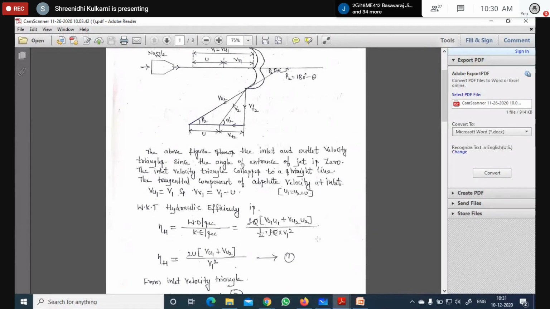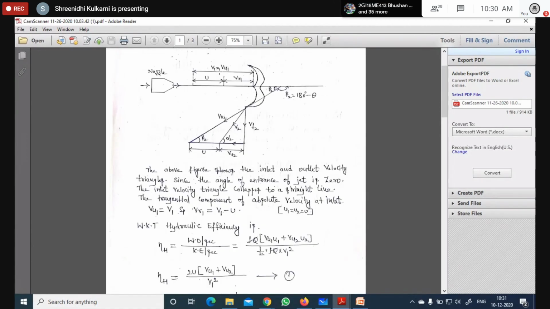Work done by machines. Now, see, what about the direction? This is in this direction, and here it is in the opposite direction. When we get the opposite direction, we write it as positive. That is very important. So rho into Q into (Vu1 U1 plus Vu2 U2), divided by the kinetic energy.